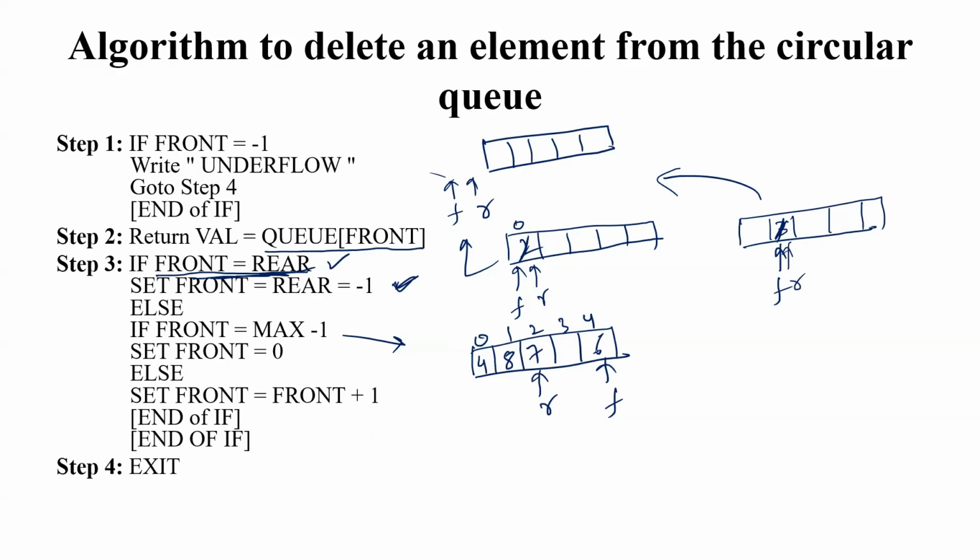So if front is on the 4, the element deleted will be 6, and your front we will set to the 4 because the front will come here after deleting the 6. That's why we are setting front is equal to 0.